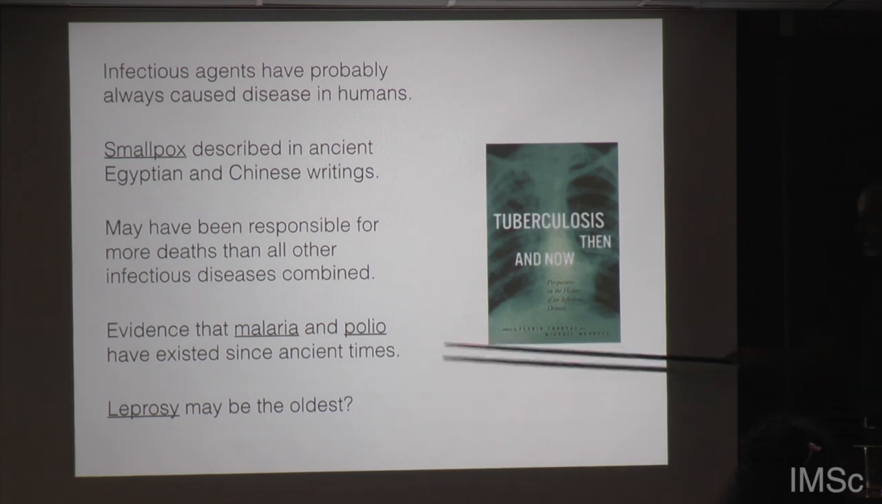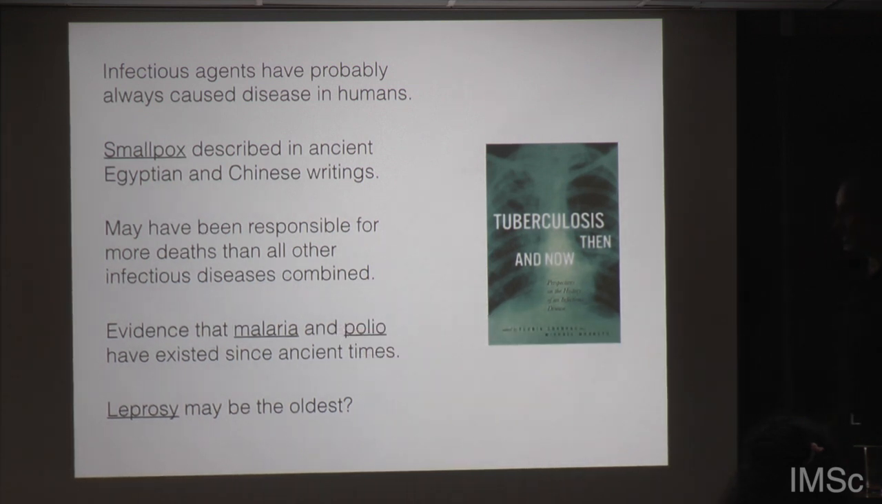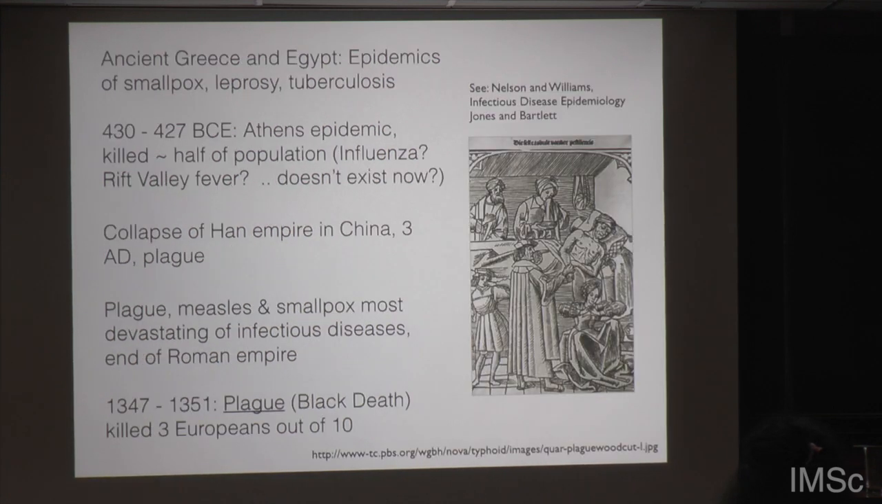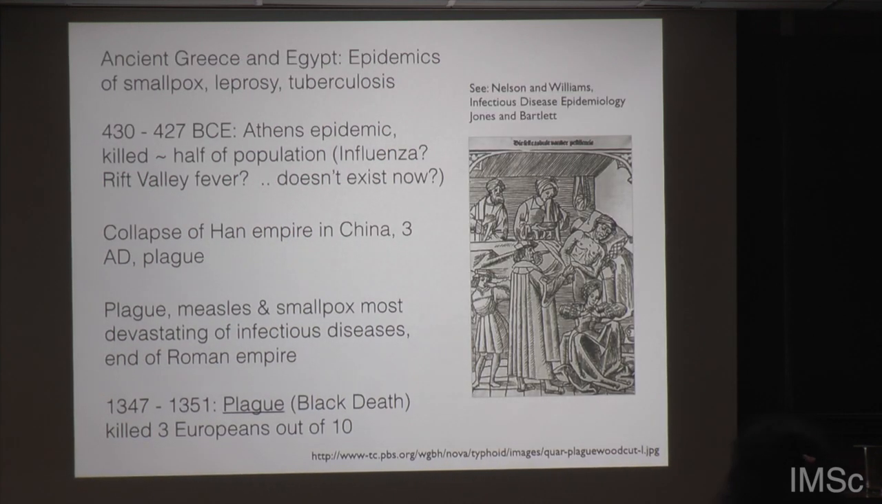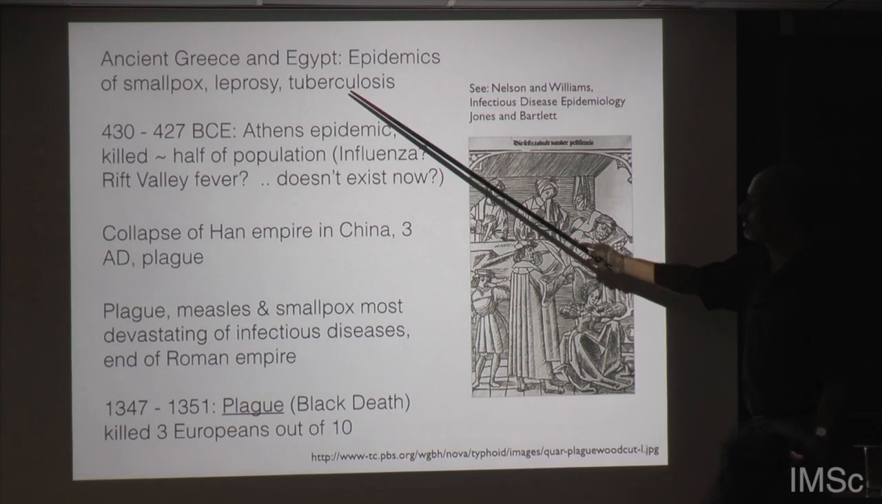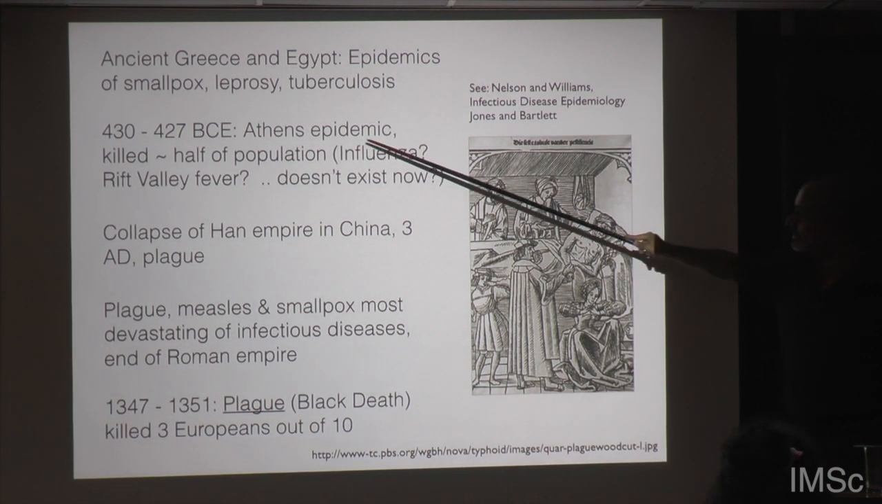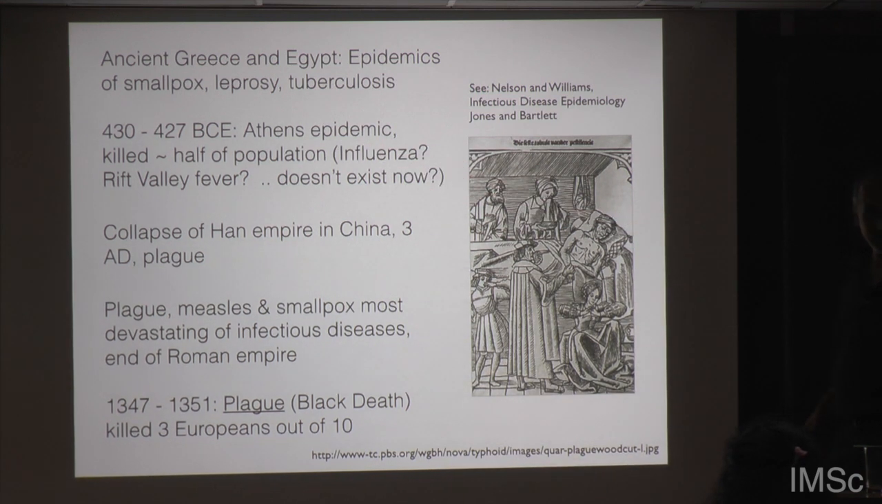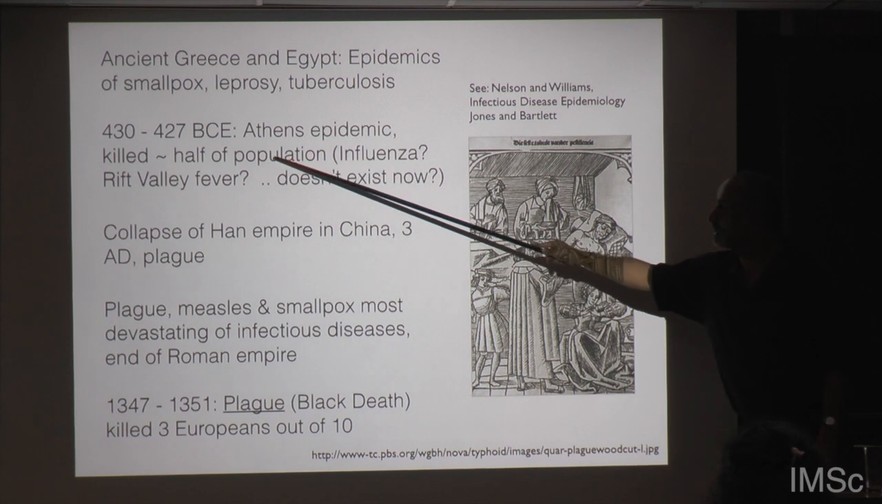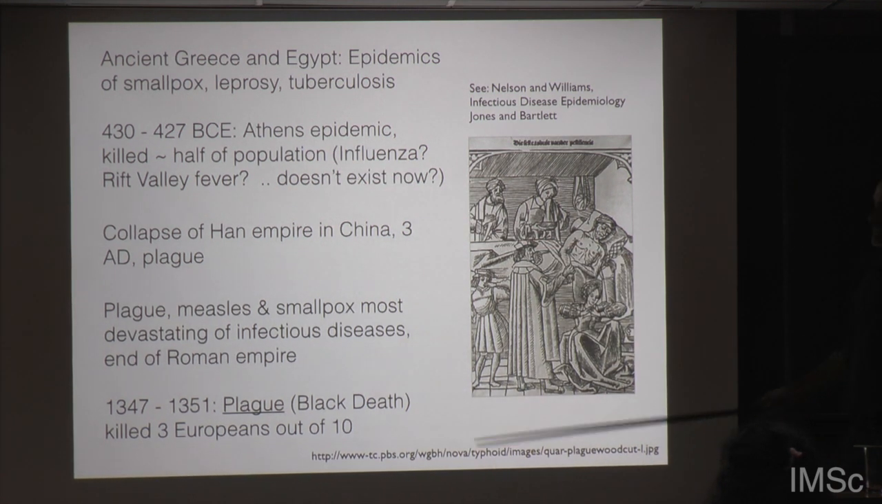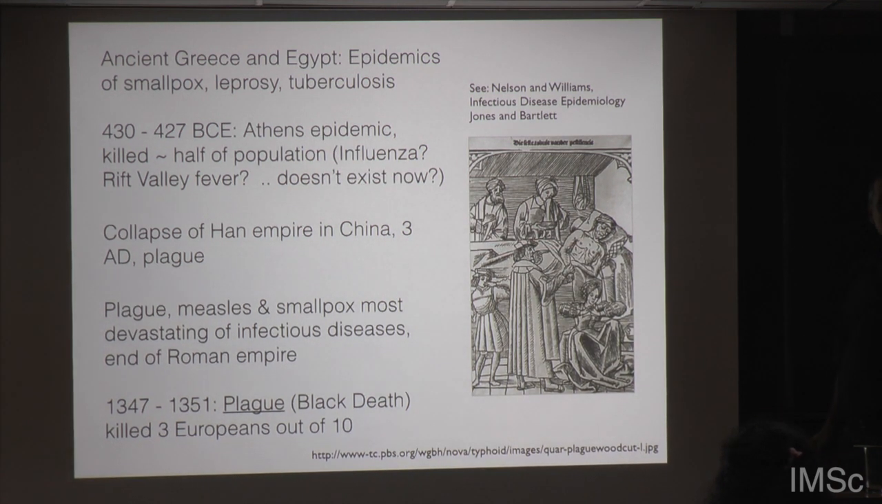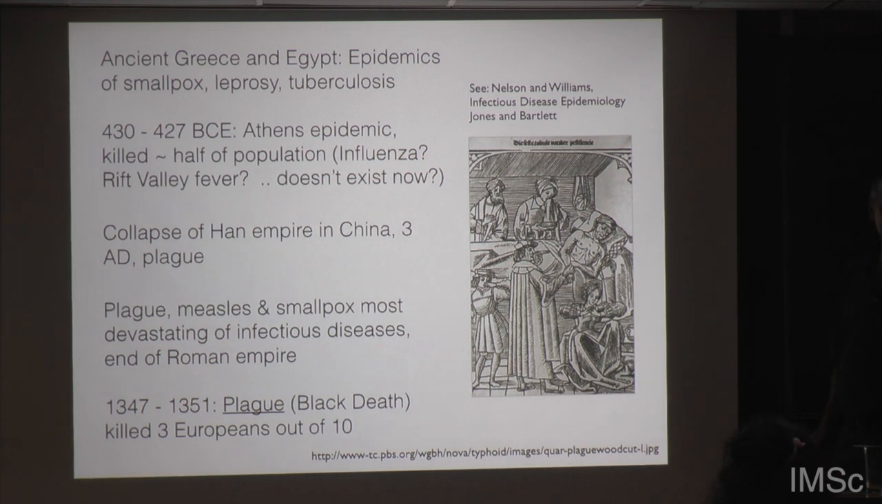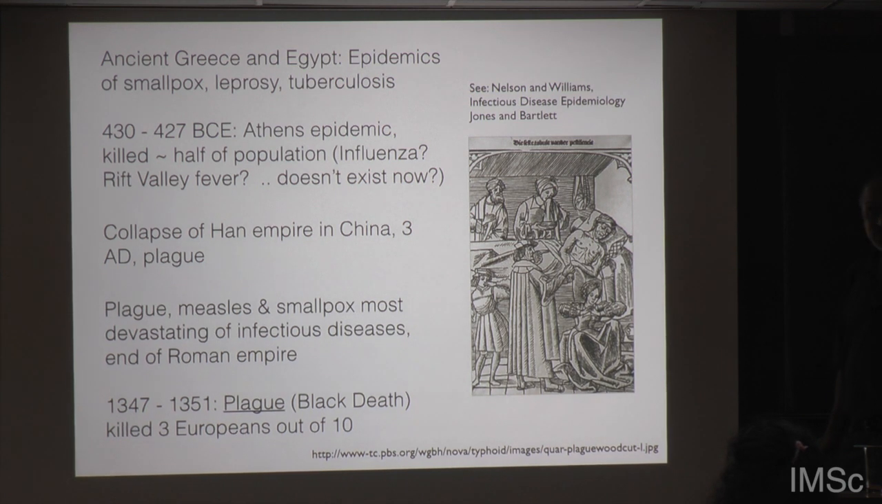There's some evidence that malaria and polio have existed since ancient times, and leprosy may also be a very, very old disease. Ancient Greece and Egypt have reports of epidemics of smallpox, leprosy, and tuberculosis. There was an epidemic in 430 BC in Athens, which killed about half the population. Interestingly, it's not known what was the causative agent here. Was it influenza? Was it a type of Rift Valley fever? But the likelihood is that that particular agent doesn't exist now. It's sort of gone extinct, which is also an interesting thing about microorganisms, that they change with time.